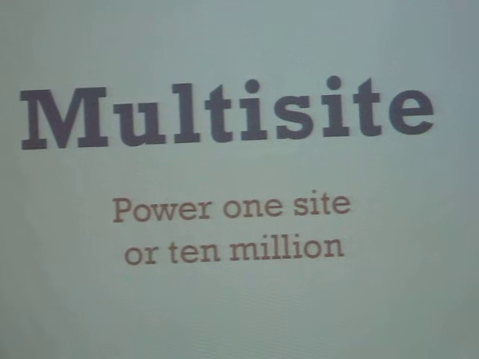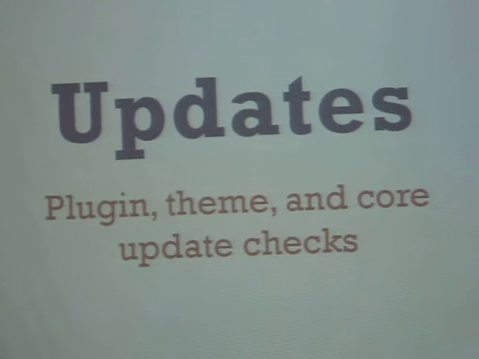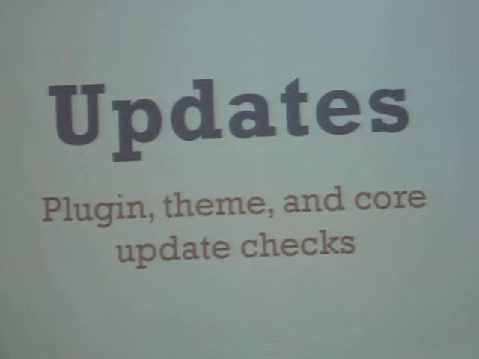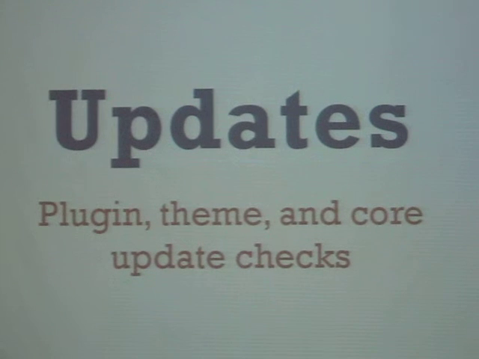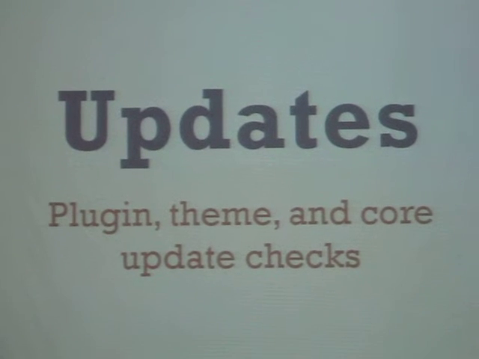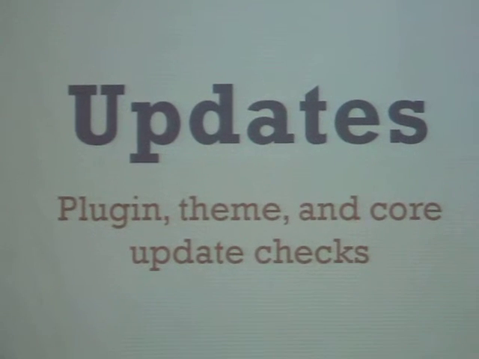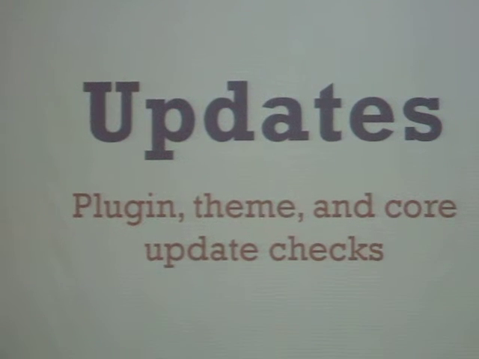So, internationalization and localization, really beyond your English users. Admin menus, adding new screens, or making Jane sad. And meta boxes, which is more or less like data in a box. Multi-site, power one site for 10 million. Updates. Plugin, theme, core update checks. So these are all various different APIs in WordPress. I pretty much covered what you might think are all of them.